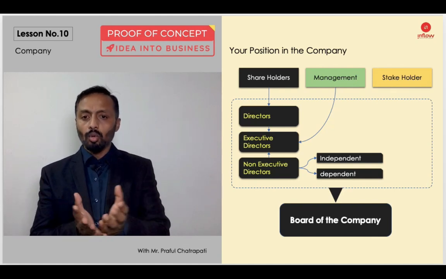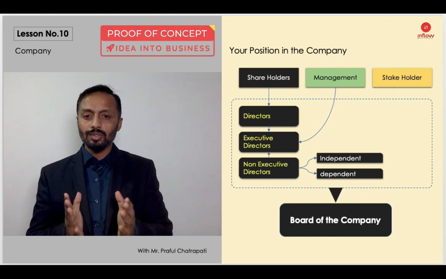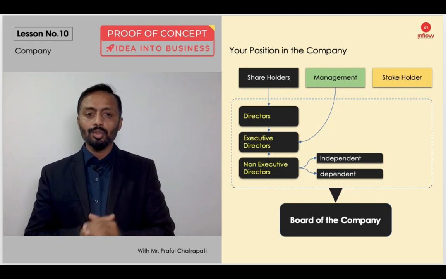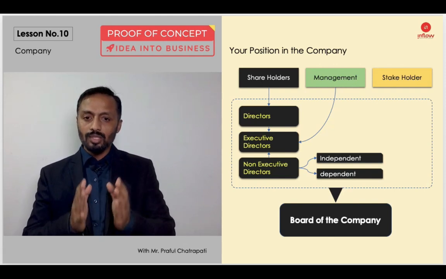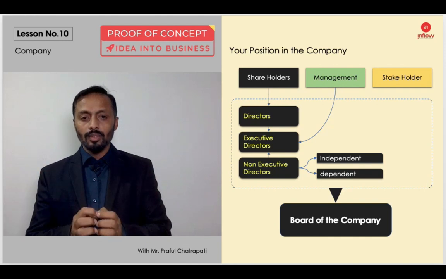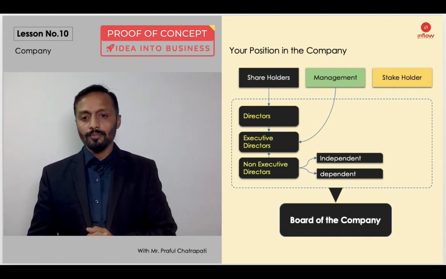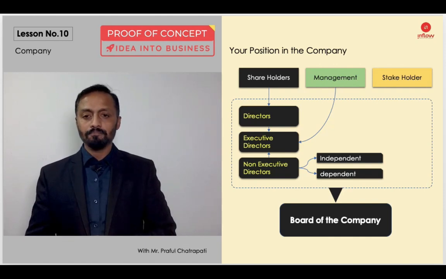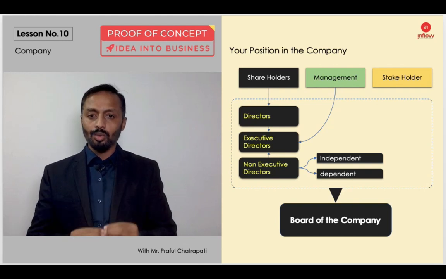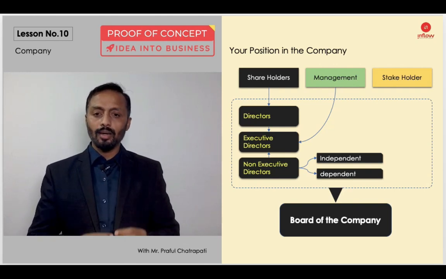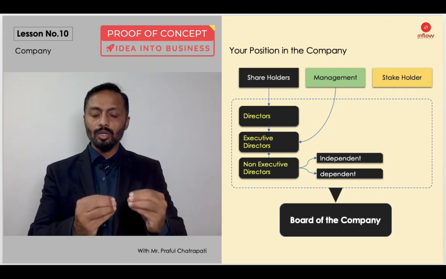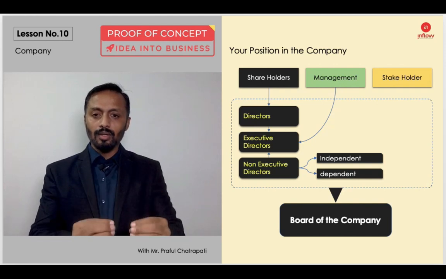You should have your board rightly formed with the right combination: you should have a shareholder, you should have a management team, and you should have a stakeholder. All together can make the right combination of a board, and the board is the highest authority. You, being a stakeholder or a shareholder or anyone who is working in the company, are finally answerable to the board, and the board is the final decision maker.